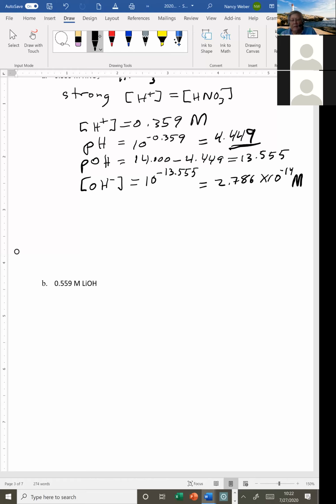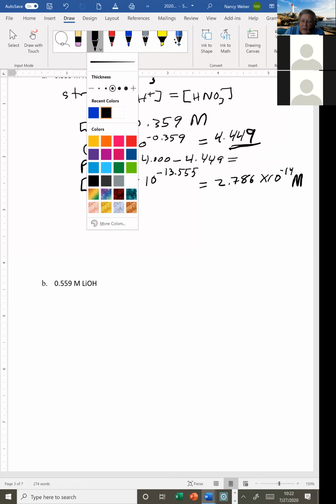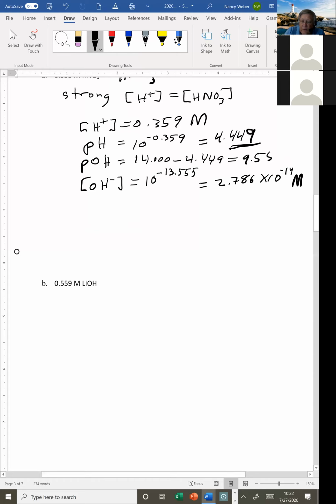Wouldn't the POH be 9.551? 14, yeah, I guess it would be. Thank you. I made a mistake on my calculation. Okay, what was that again? It's 9.551. Yeah, when I look at 14 minus 4, it should be around 10, right? Good thinking. Thank you. But to find the pH, don't you take the negative log rather than raising 10? Yes, thank you.